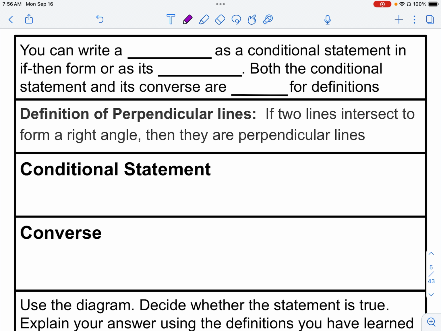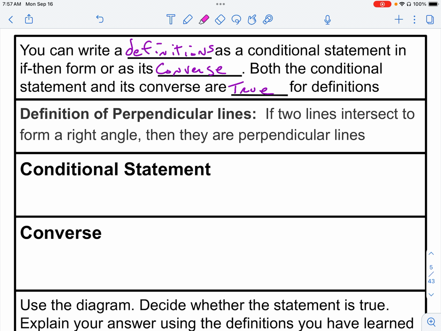Well, as it turns out, when we have definitions, we can write it as a conditional statement in the if-then form, or as its converse. And both the conditional statement and the converse are going to be true when we use definitions. And let's look at an example.